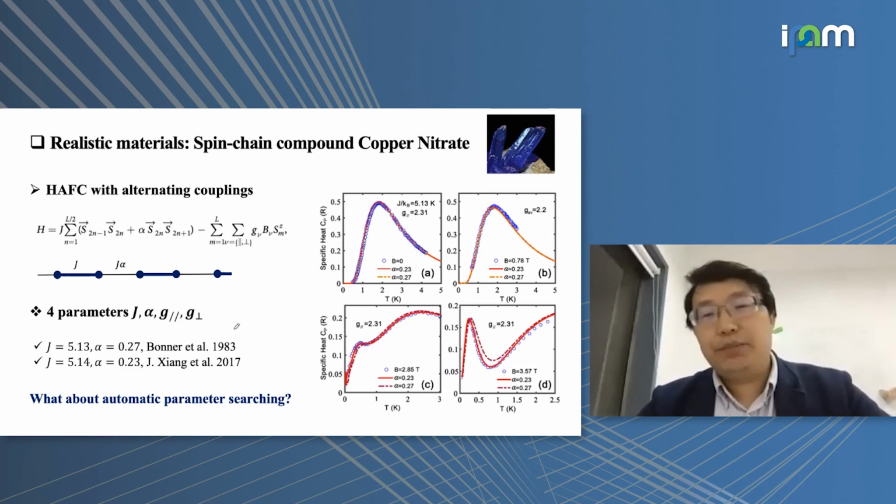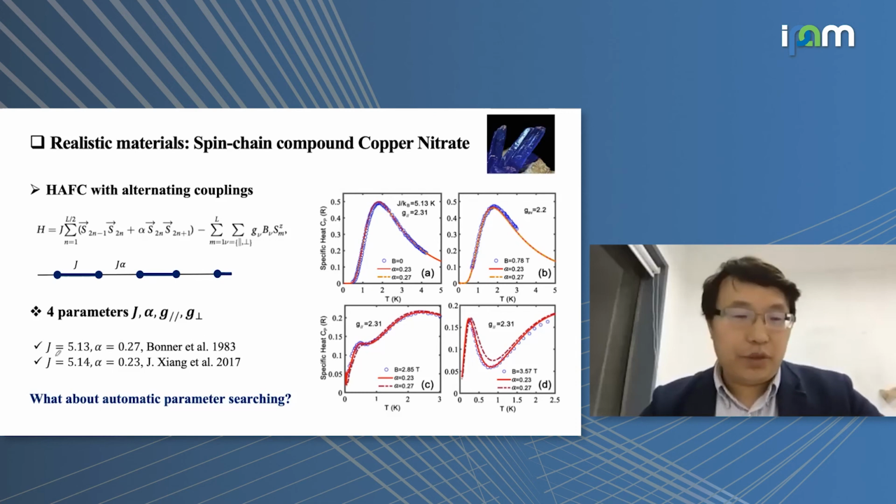Previously, people fit some measurements and determined some parameters. We see that J is around 5 Kelvin, and alpha is 0.27, 0.23.